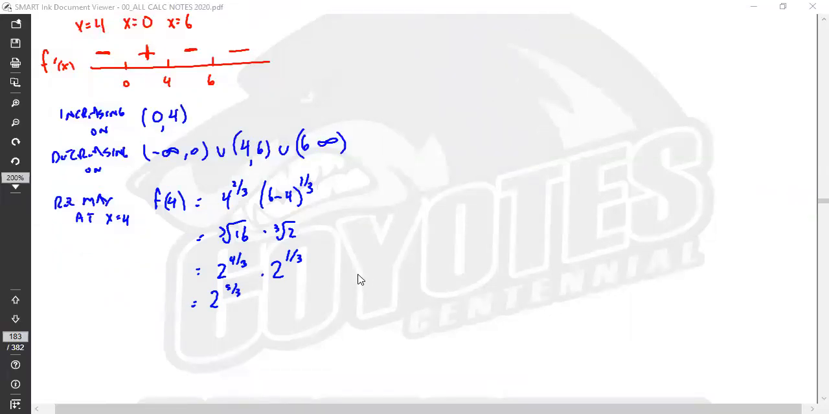So therefore, we have a relative maximum at (4, 2 to the 5/3). We have a relative minimum where it goes from negative slope to positive slope. At 0, we have a relative min. At 0, this one's a little easier, (0, 0).